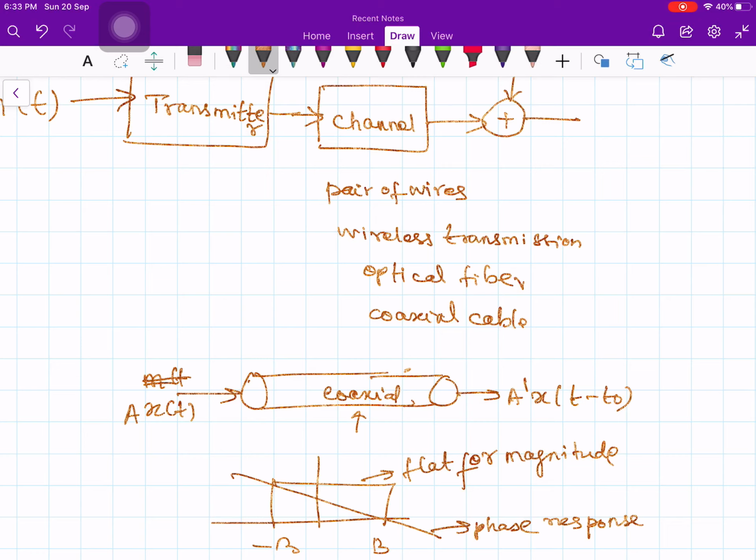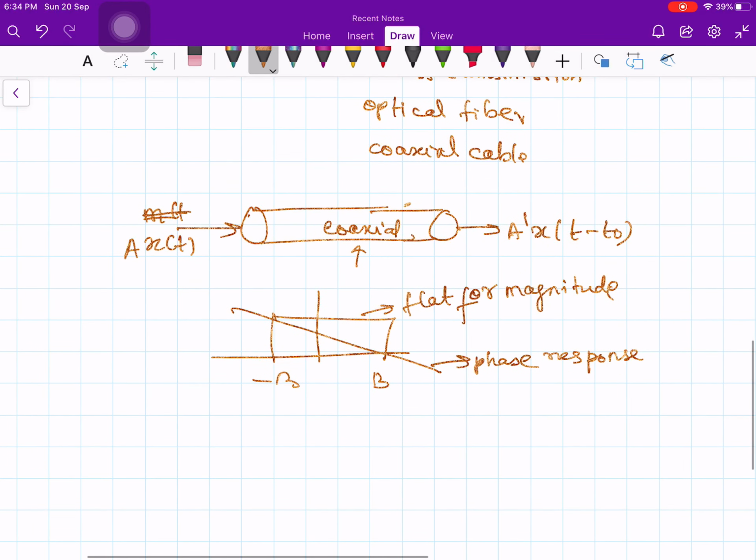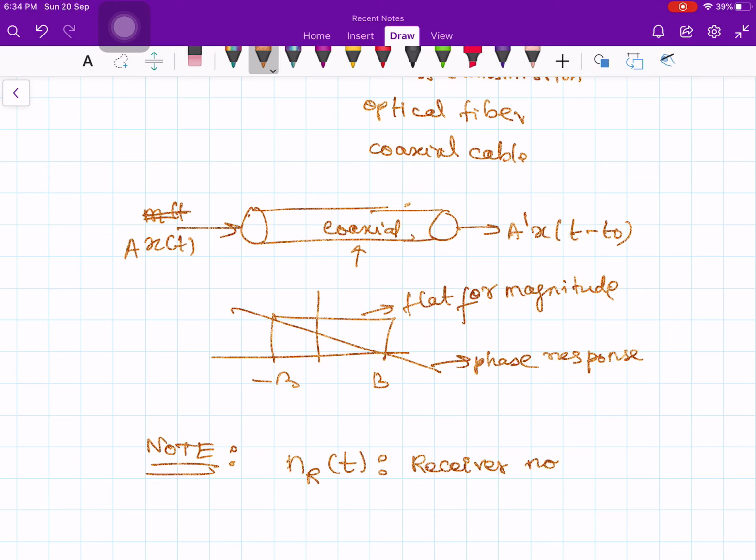Now we also consider that noise gets added in the channel. This is called channel noise, so here n of t denotes channel noise. A very important point to note is as follows. As I said in the beginning of this lecture, a lot of noise gets added at the receiver itself. So let's say I have receiver noise, the noise getting added at the receiver. Similarly, some amount of noise is added at the transmitter itself.